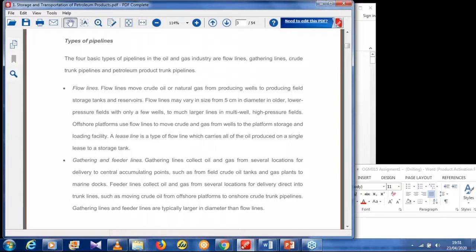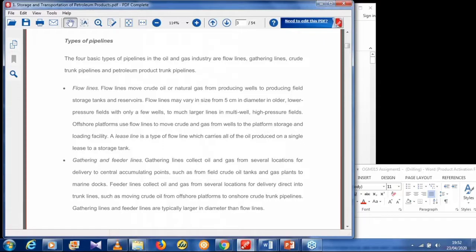Now, for the flow line, what do we mean? The flow line may vary in size from about 5 centimeters in diameter, in lower pressure fields with a few wells, to much larger lines with multiple wells and high pressure fields. When we talk about drilling, we'll talk more about wells. Not the wells you fetch water from. We're talking about oil wells. We'll come to that later.